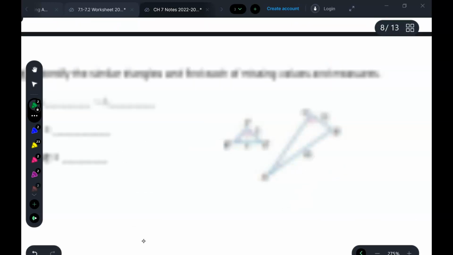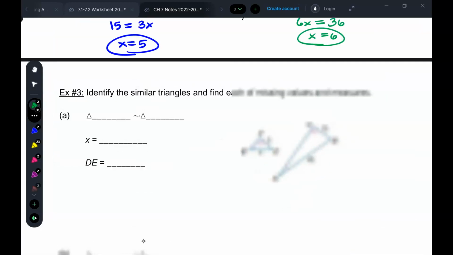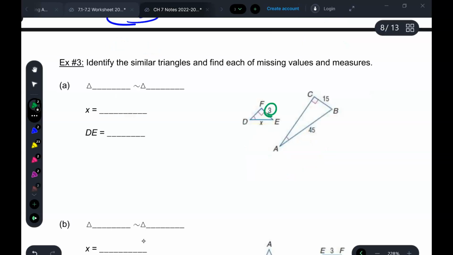Identify the similar triangles, and identify the missing values and measures. Okay, so these aren't even the same shape. Again, I know they don't look similar, but what can we see labeled in each of the triangles? A right angle. Two congruent angles. So remember from the beginning of the year, don't make assumptions based on the way it looks. Two congruent angles. Okay, so 3 corresponds to which one?